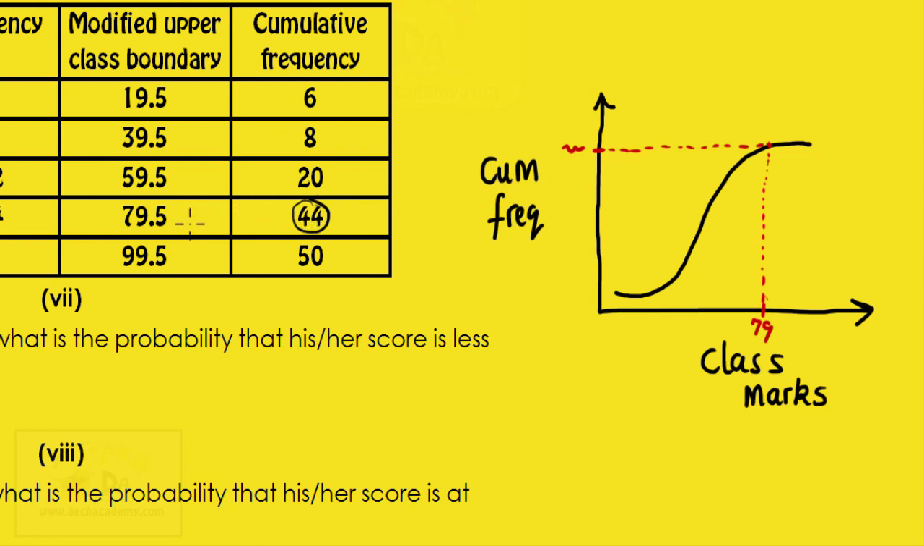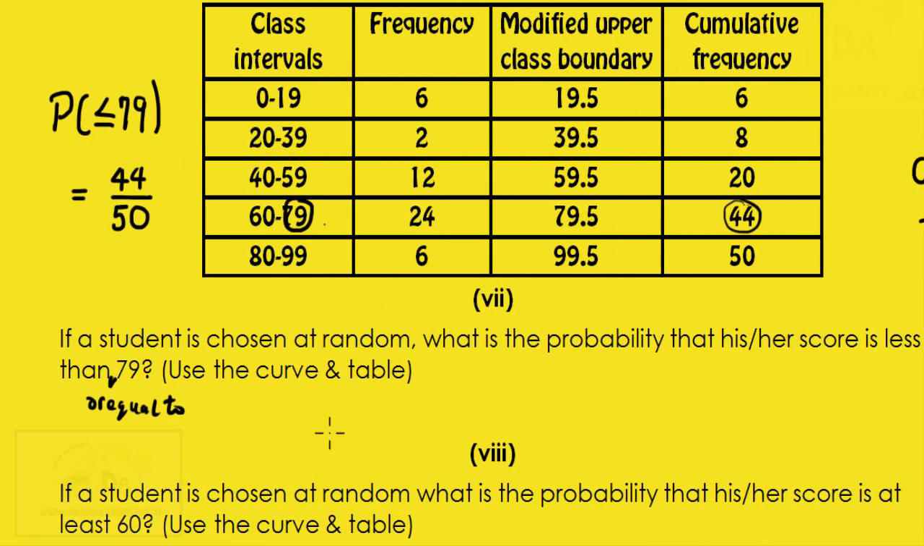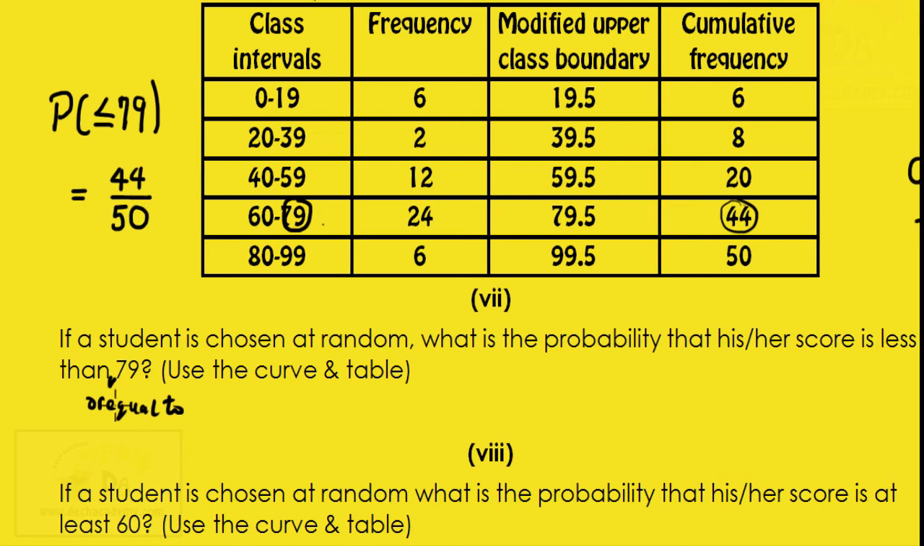Why do I say approximately? Because the cumulative frequency curve was plotted by using the upper class boundaries. So we actually changed what we were given in the original table, but what you get is something that's approximately 44 as the number of students that scored less than or equal to 79. For the probability, you have to divide that by the total number of students, the total number of occurrences, the total frequency. So the final question is as follows.